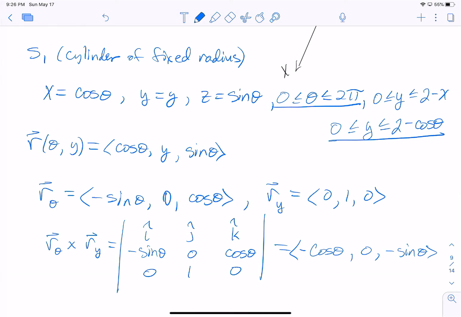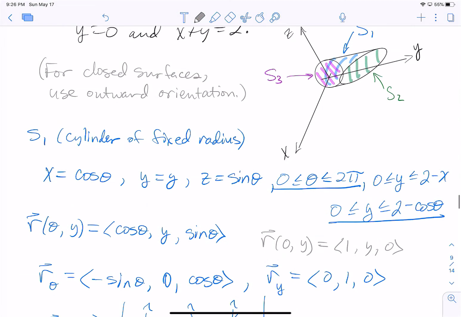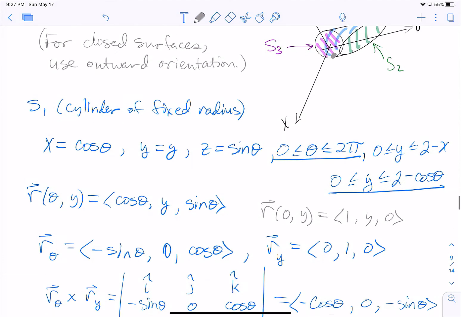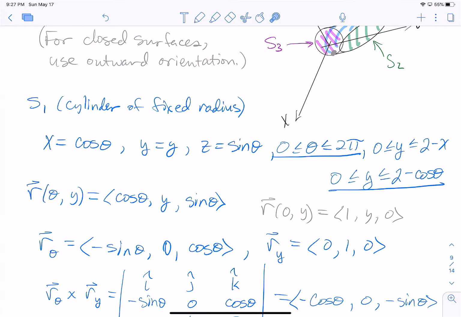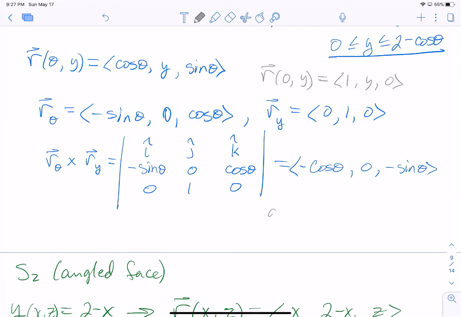Let's consider what happens when theta is equal to 0 for really any value of y. If theta is equal to 0, then we would be considering r of 0, y, and we're going to get a point that is 1, and then whatever y is, 0. That point on this surface, let's say, is here: 1, whatever y is, 0. At that point, the normal vector that we just computed is negative cosine theta, 0, negative sine theta. At theta equals 0, that gives us negative 1, 0, 0.